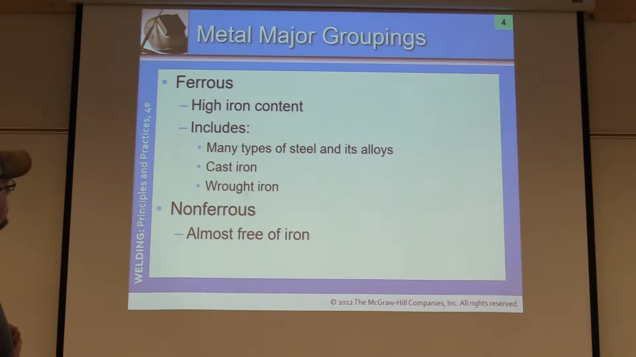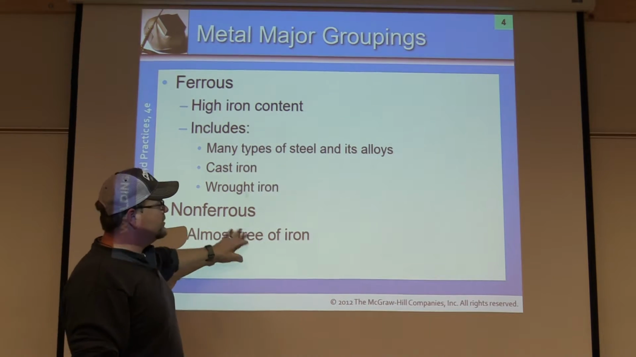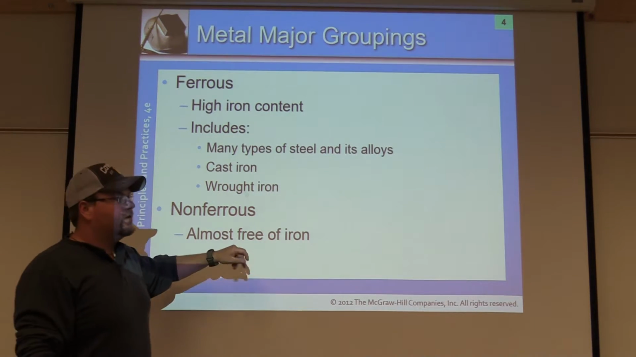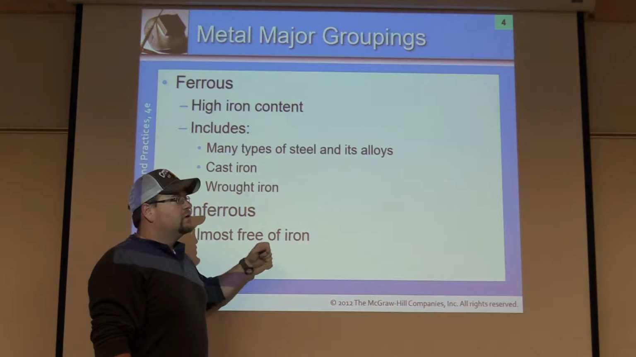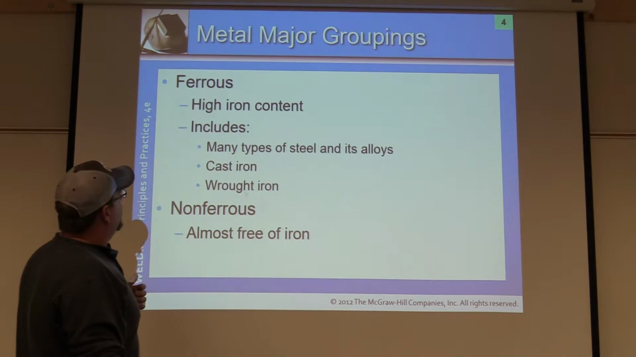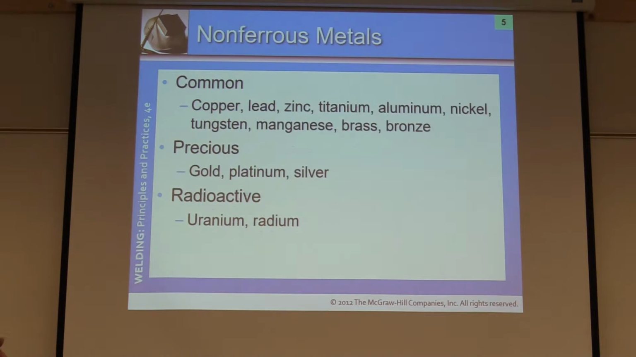When you get into the non-ferrous, it can be different. It can be rather confusing to start out with, so we can start researching it going forth, but we're just going to stick to here, okay? Non-ferrous metals, common: copper, lead, zinc, titanium, aluminum, nickel, tungsten, magnesium, brass, and bronze. Precious are gold, platinum, and silver. Radioactive are uranium and radium.